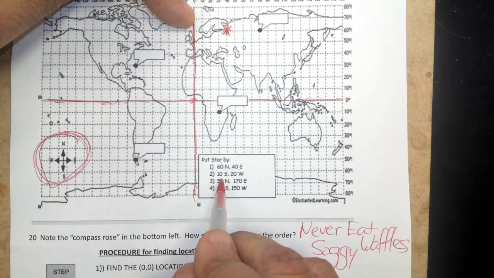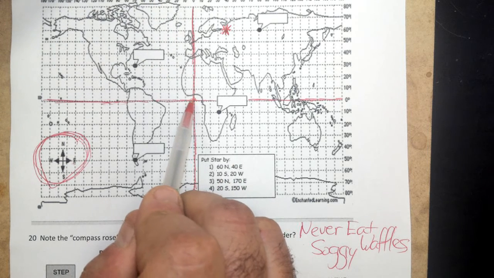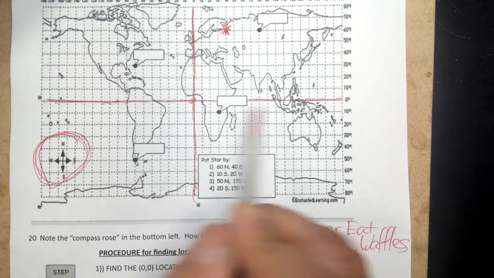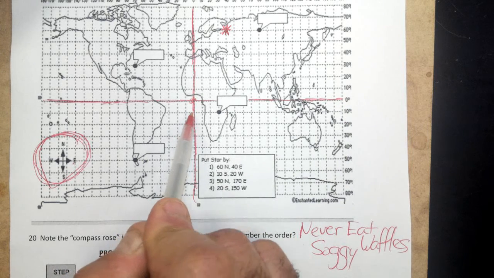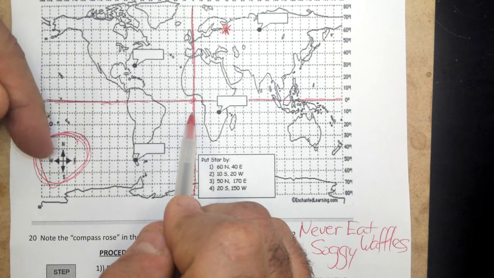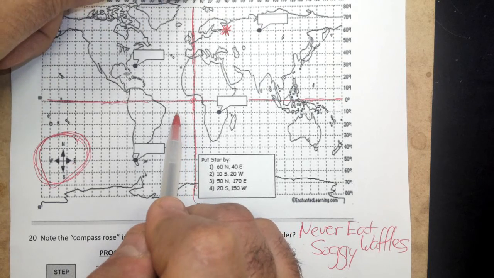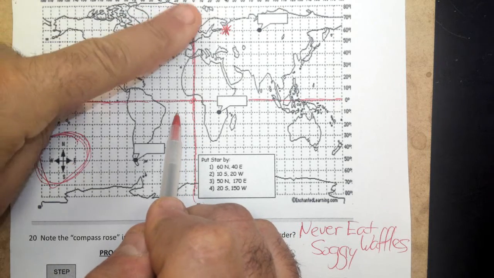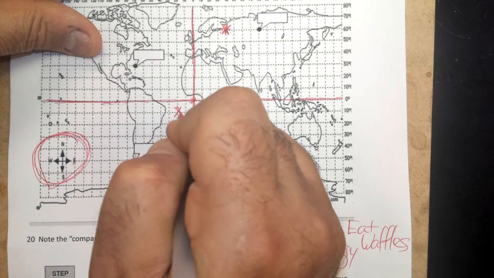Problem number 2, 10 south, 20 west. Start here at the origin. 10 south is going down 10. See it, 10 over here. And then 20 west. West is going to the left. 10, 20. See up here, 10, 20? Up at the top. So right here is that location.